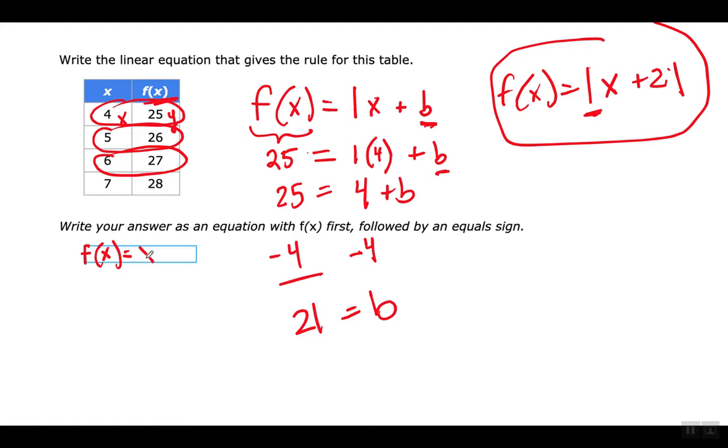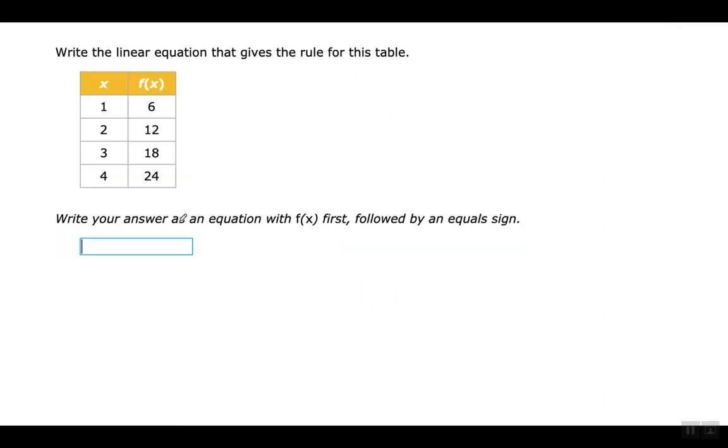So my answer is going to be this, f of x equals x plus 21. That's my answer. Let's look at another one. In this one, first thing I'm going to do again is find the slope. I'm not going to write the formula for every example that I do, but for the first few I will, just so that you could see what I'm trying to tell you.